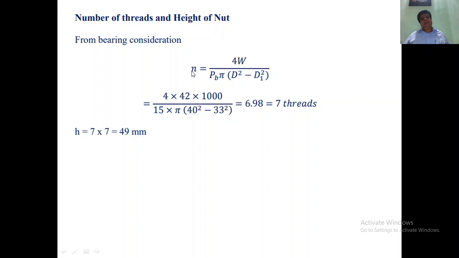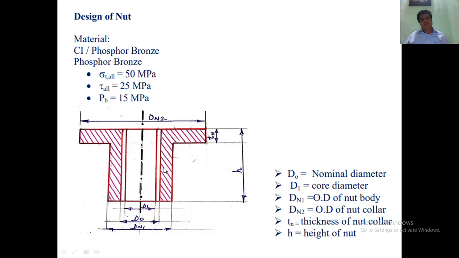That will give the number of threads, and number of threads into pitch will give the height of the nut. So the nut height should be 49 mm. This is the length where the screw rod and the nut will be in contact. There will be 7 threads inside this length of the nut, so 7 threads will be in contact between the screw rod and the nut internal diameter.